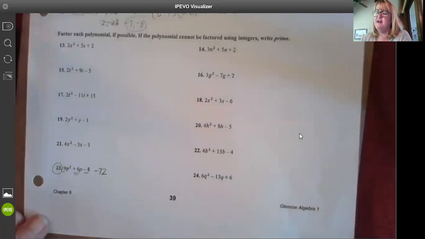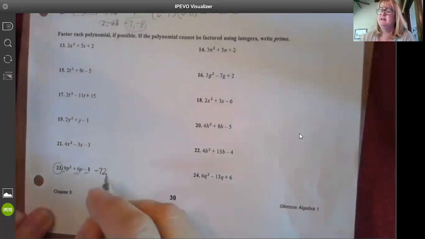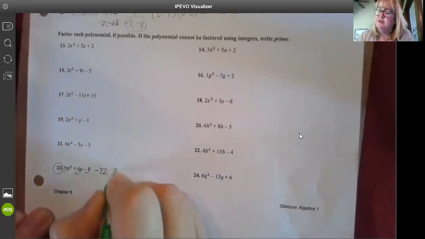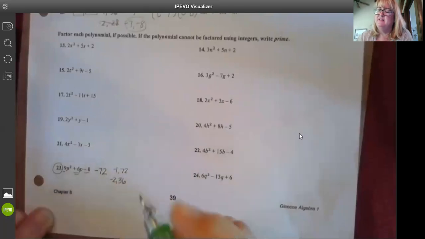All right, let's look at our factors of negative 72. So our larger one is positive. We could do negative 1 and 72. Combine them, that does not give me a 6. Negative 2 and 36. I combine them, that does not give me a 6.